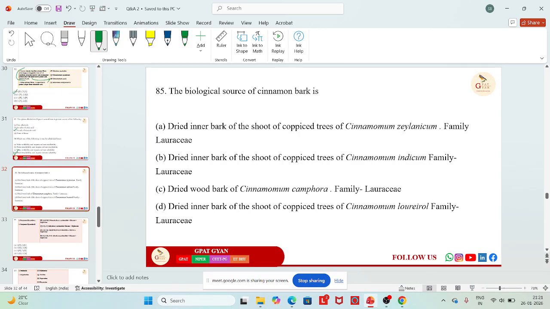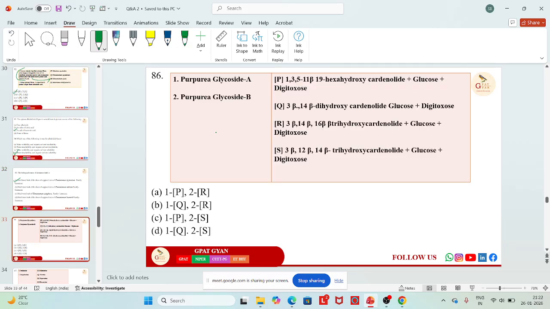Next one, biological source for cinnamon bark. Yes, zeylanicum. It is the biological source. Most common, dried inner bark of the shoot of the tree of Cinnamomum zeylanicum, family Lauraceae. This is the biological source of cinnamon bark. Again, one structure related question.